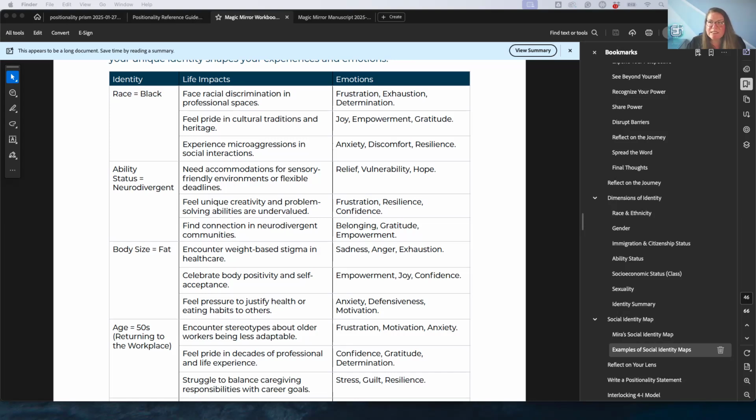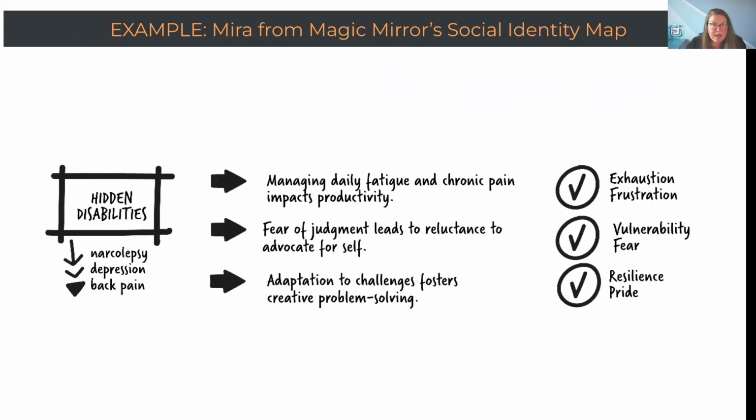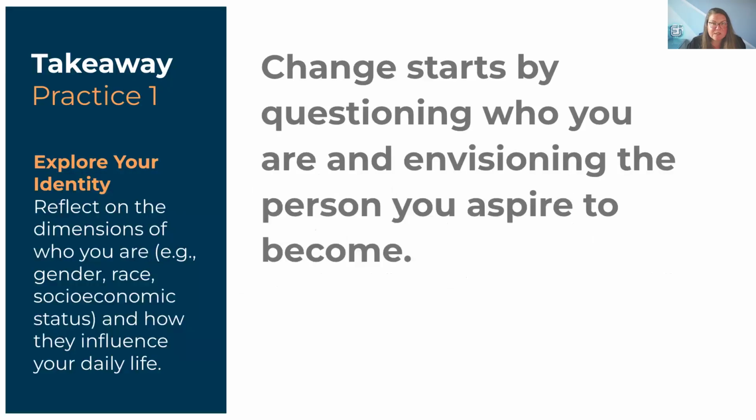And so again, this is really just the first part of understanding your positionality, which is recognizing your identity. It starts by questioning who you are and envisioning the person that you aspire to become. This takes a little bit of work. It's an exercise to start the work, but then it becomes an ongoing practice of recognizing who you are, how it's impacted how you're showing up, and maybe some hidden or unhidden emotions about how those things show up. This is really an important part of the positionality work.